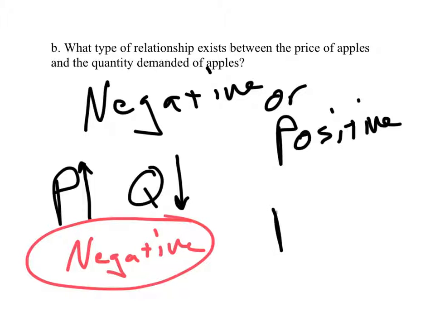If it was positive, the price would go up, then quantity would also go up. But most of us, when we see the price of apples increasing, are not going to buy more apples. So with demand and supply, it becomes really important to understand that concept of positive and negative relationships, and to understand how to read graphs.